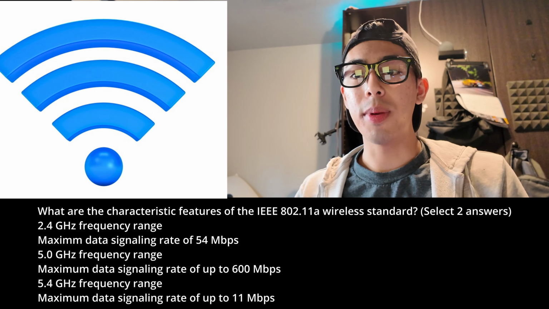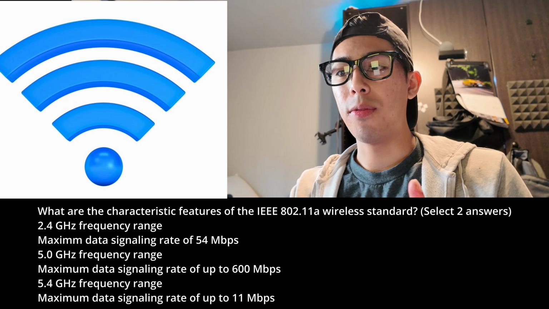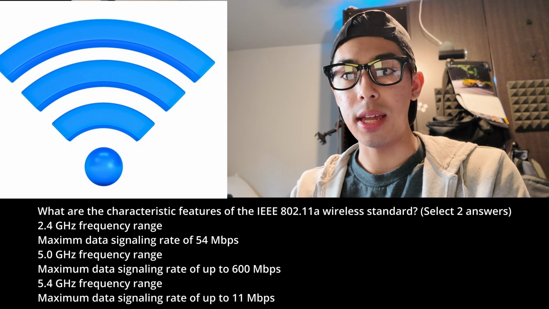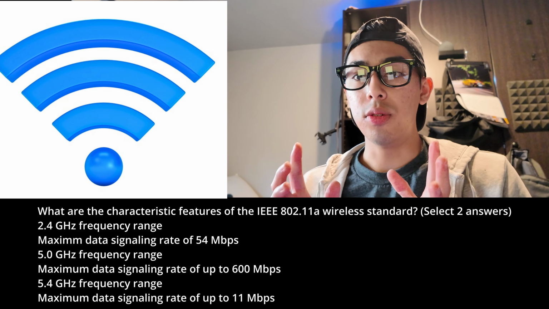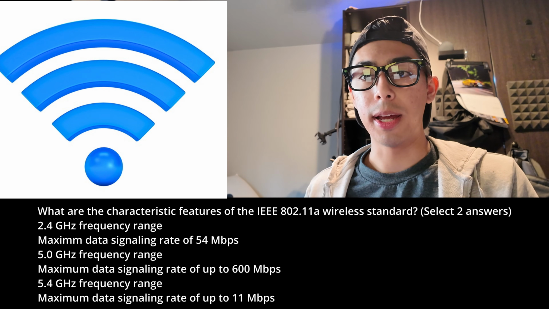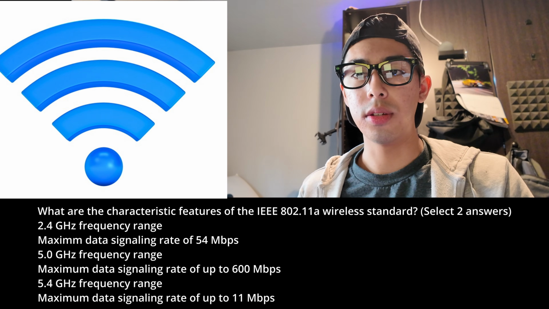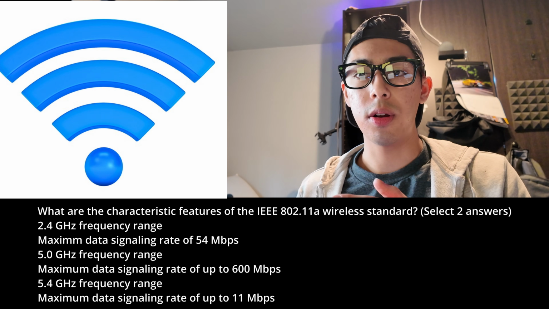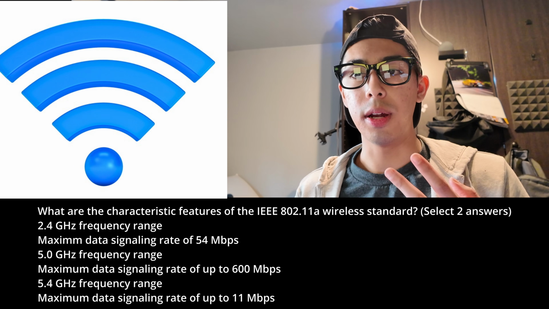And then the 600 megabits per second, that is a lot. That has to be either for N or AC, 802.11n or 802.11ac. That uses or allows 600 megabits per second. We know it's not 5.4 gigahertz frequency, so that's not our answer. 2.4 gigahertz, not our answer. 5 gigahertz frequency band. So we only have two answers here.